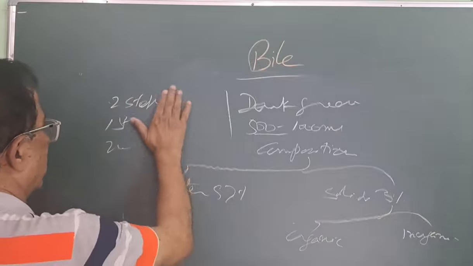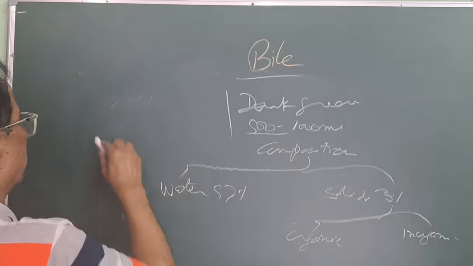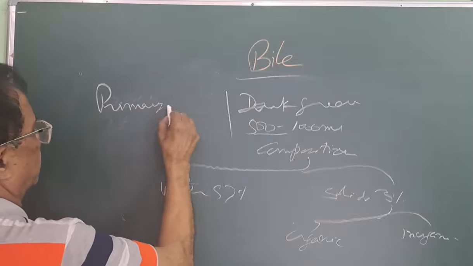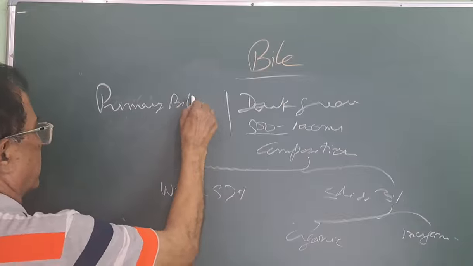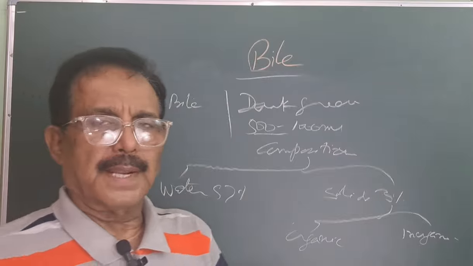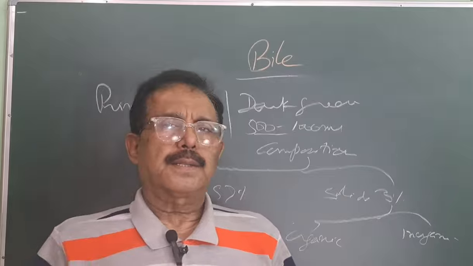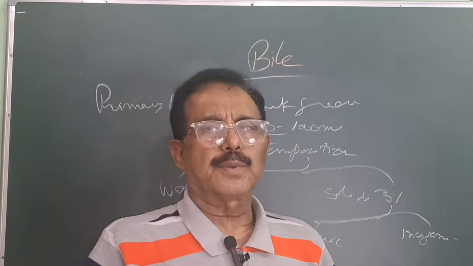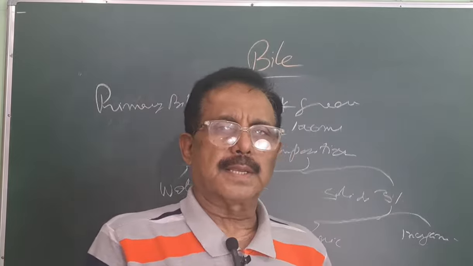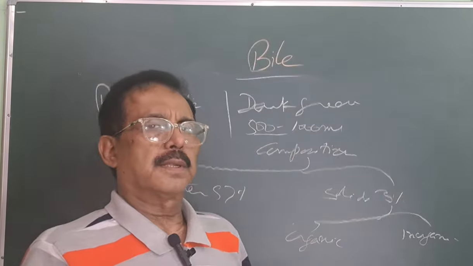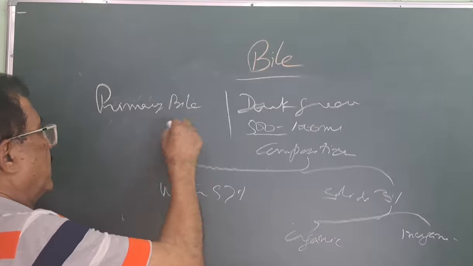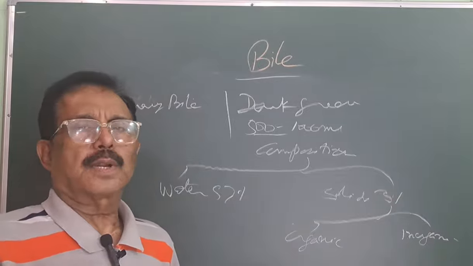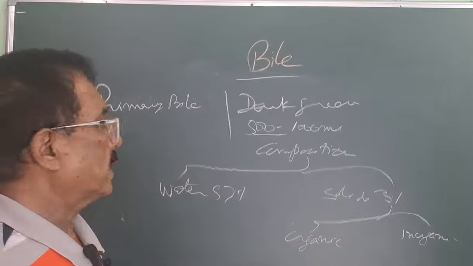What is the other type of bile? That is secondary bile. Primary bile is secreted from the liver in two steps. Secondary bile is formed when primary bile goes into the gallbladder, where it is concentrated. Water and electrolytes are absorbed and only organic substances remain. It is 5 times concentrated, and when this bile comes into the common bile duct by squeezing contraction of the gallbladder, it is known as secondary bile.